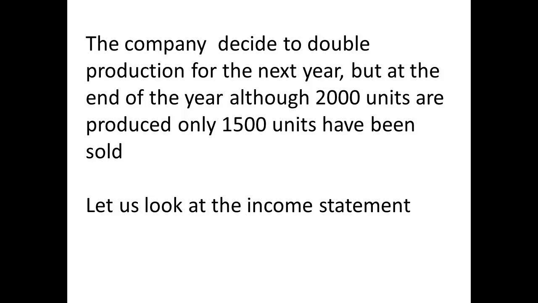Based on the results for the first year, the company decides to double production to 2,000 units for the next year. However, at the end of the year, only 1,500 units have been sold. How do these results affect income statements produced under full costing and variable costing, and how do they affect inventory values?